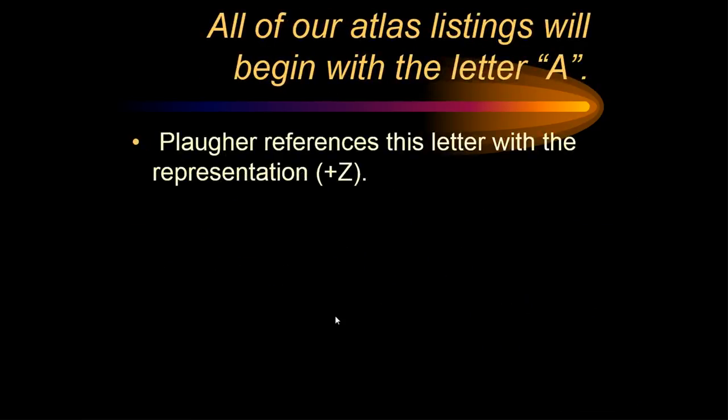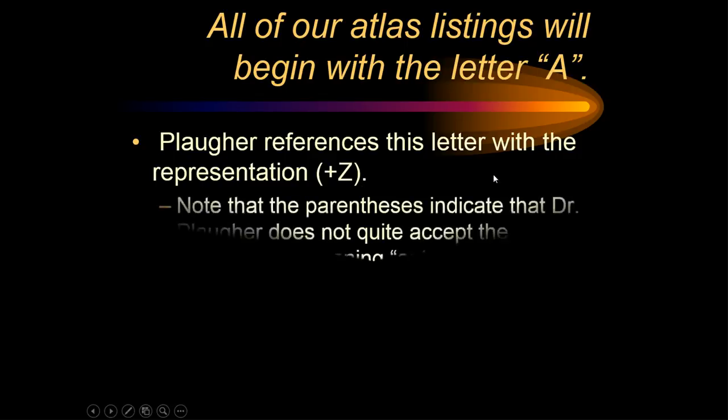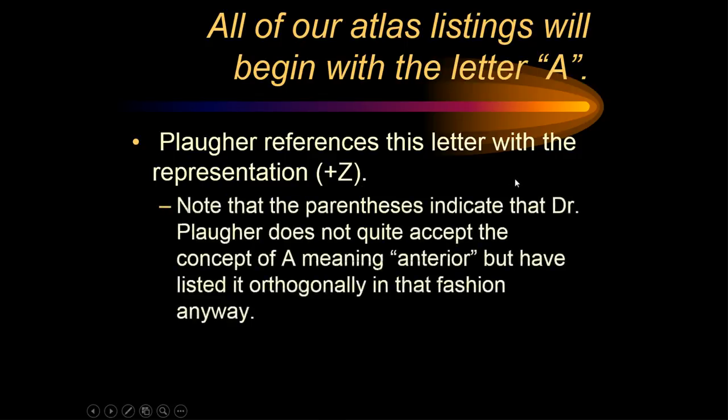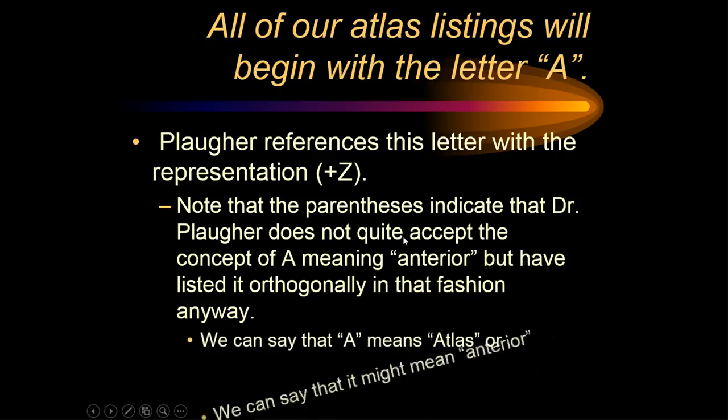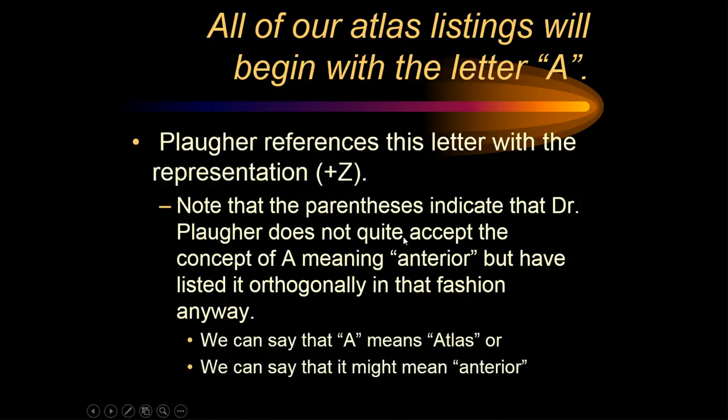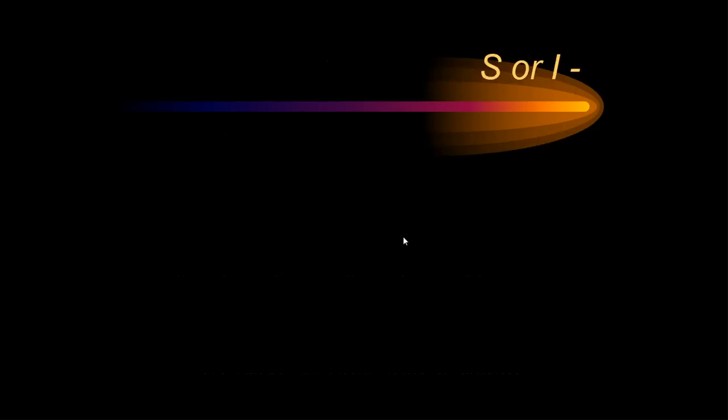So all of our atlas listings are going to begin with the letter A. Now in the Plogger text, they reference that motion as a plus Z for the translation orthogonally, and then they put it in parentheses. Note that the parentheses indicate Dr. Plogger doesn't quite accept the concept of A meaning anterior, but that's how they do it orthogonally. So we're saying A means atlas, or as a lot of folks say, it might mean slightly anterior. And there'll be a way, when we go to set up on the segment, that will actually take that into account.